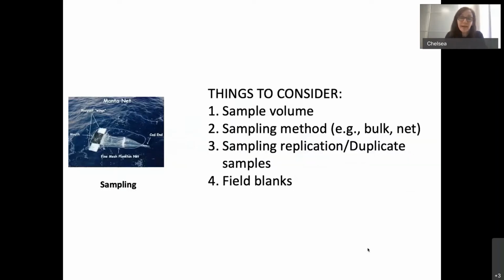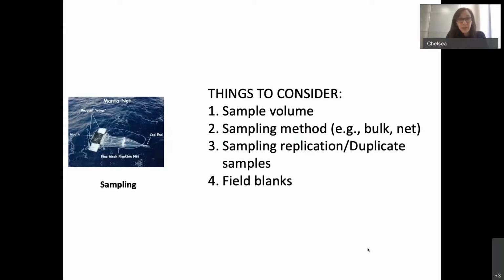First of all, when it comes to sampling, we really have to always, I think when we think about any method, think about the objective and our question going into our research. Then we need to think about the sample volume. How much volume of water or sediment or animal do we need to sample in order to get a representative sample from what is in nature? What is the sampling method that we should use? Will it be bulk water sampling filtered through a small mesh, or will it be a Manta trawl, which has a larger mesh on the back, sometimes up to 1 millimeter, often around 330 microns?